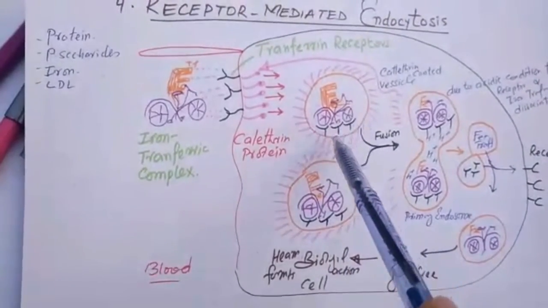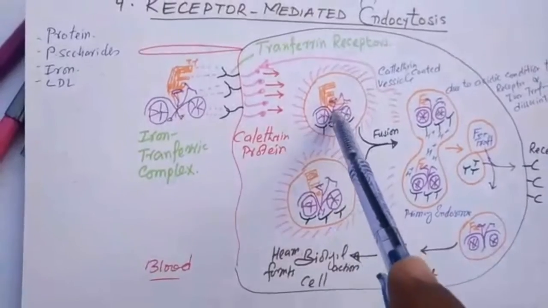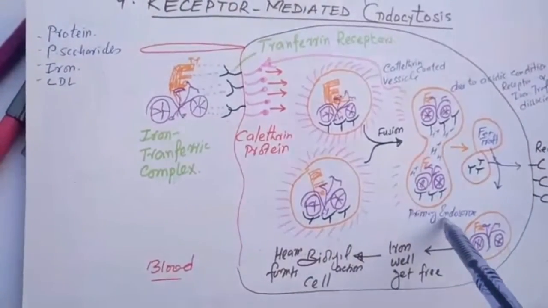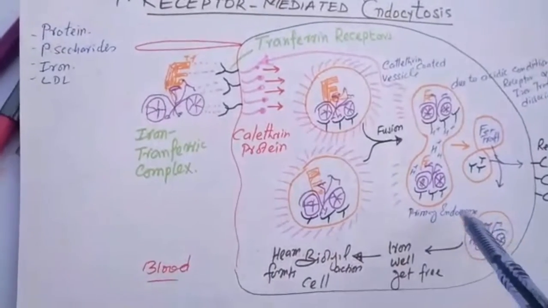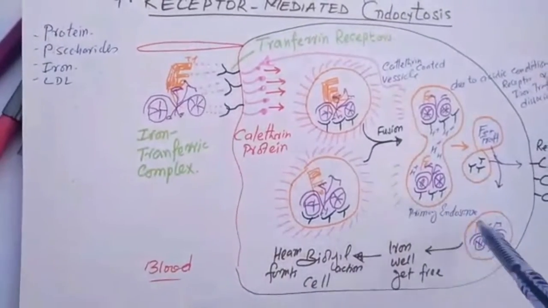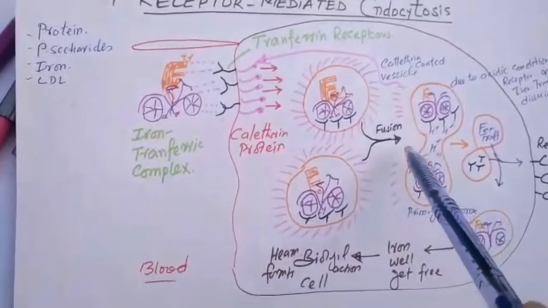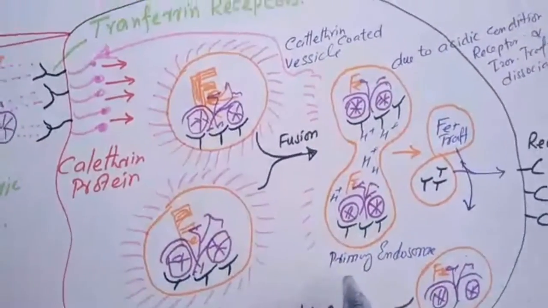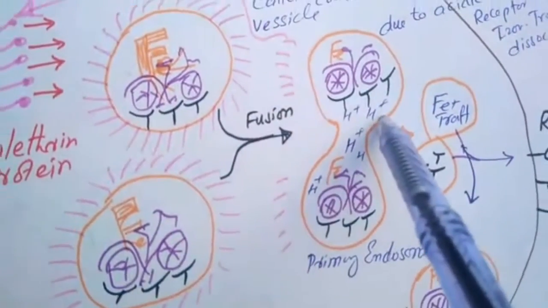So the vesicles are fused with each other. They are fused. Now this fused structure is known as the primary endosome, and this is the secondary endosome. When they are fused, the internal environment of this primary endosome is acidic.